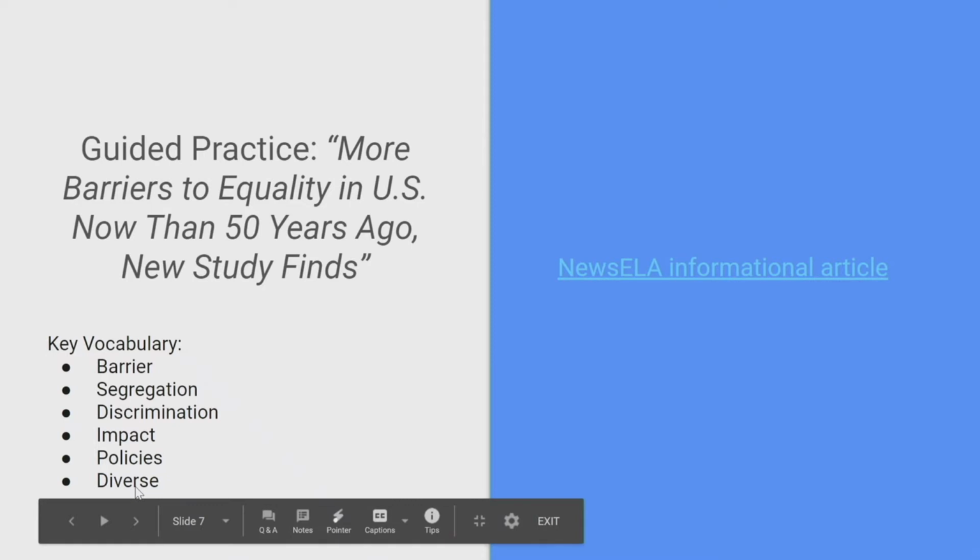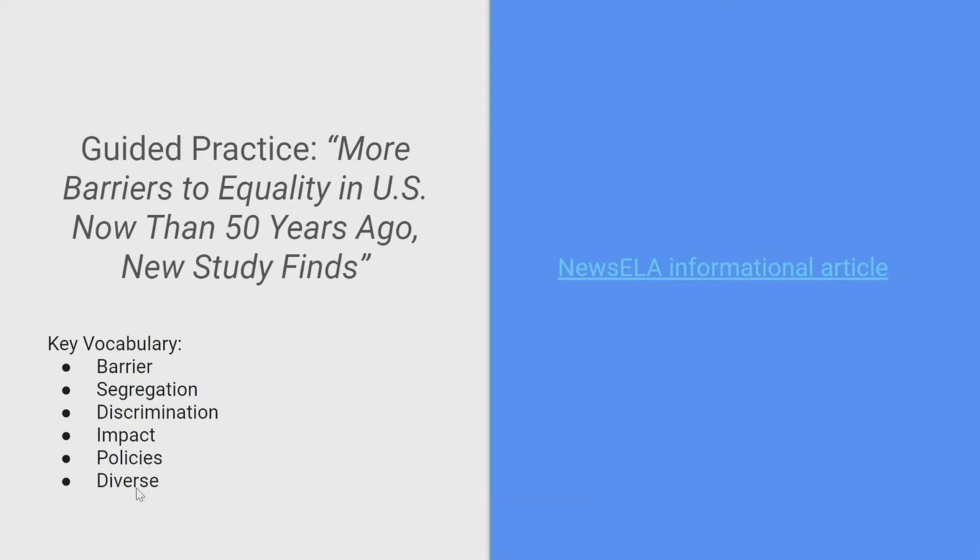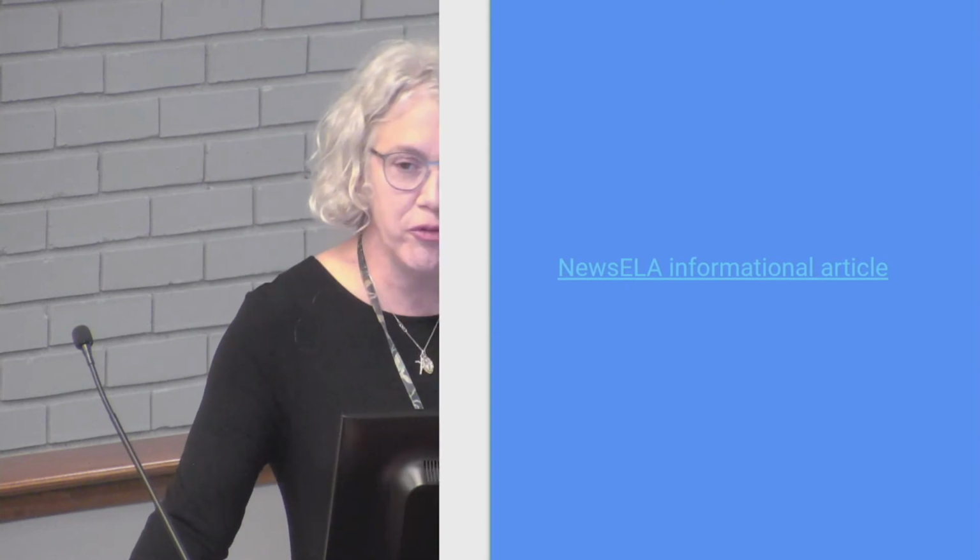And diverse. Diverse means different. We know the word diversity, which means if you are in a class where there are boys and girls, where there might be English speakers and Spanish speakers, it means there are lots of people who have different traits, who have different personalities, and so diverse means different. All right, so here's the article. I really like it.